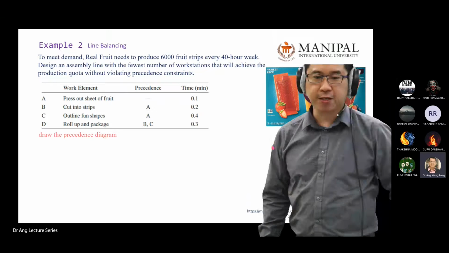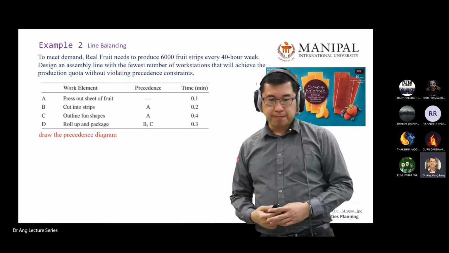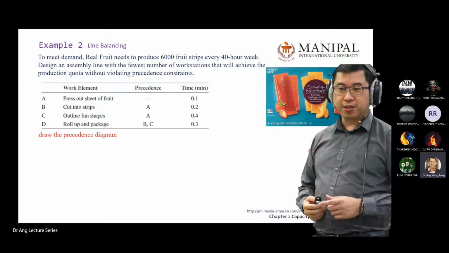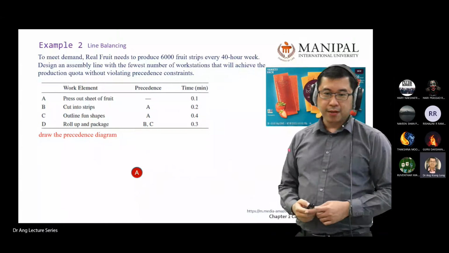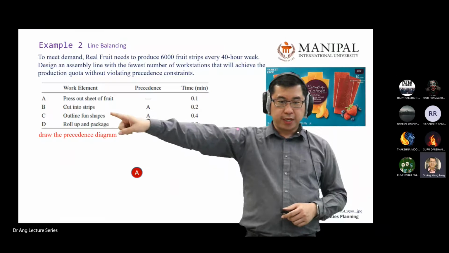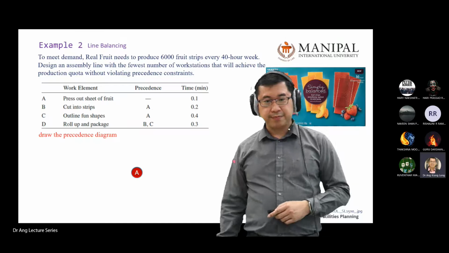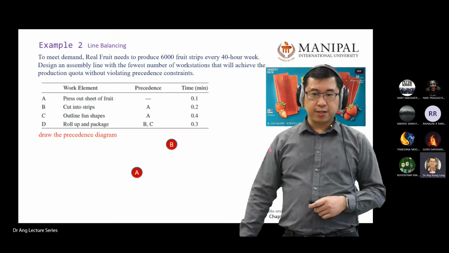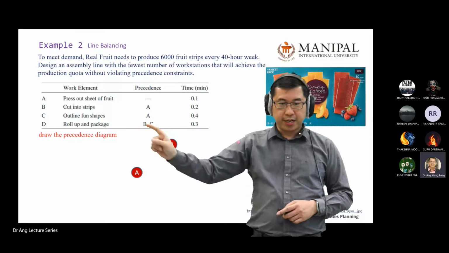Let's work out this solution. First, develop the precedence diagram. So how to develop? Always pick the first station. Pick the first station A. Then A can go to what? A can go to B, right? After A, you go to B, right? So you draw B. After you pick the first station, you read the table. A will go to B, right? So you draw A and B.